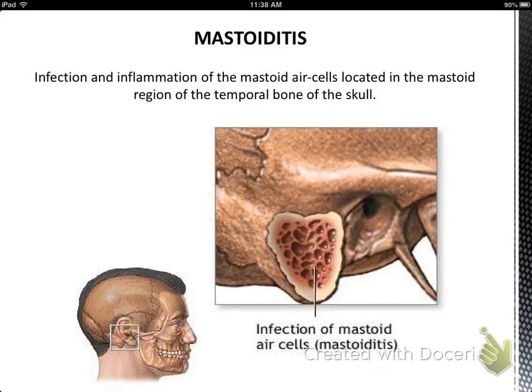So by definition, mastoiditis is an infection and inflammation of the mastoid air cells of the temporal bone. The mastoid air cells are located deep to the mastoid process, just posterior to the pinna, as you can see right here.